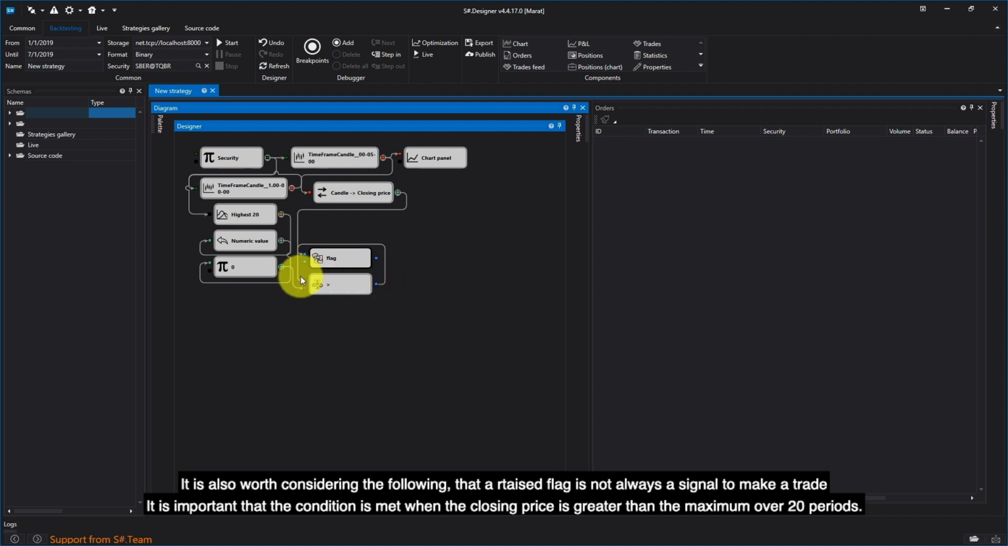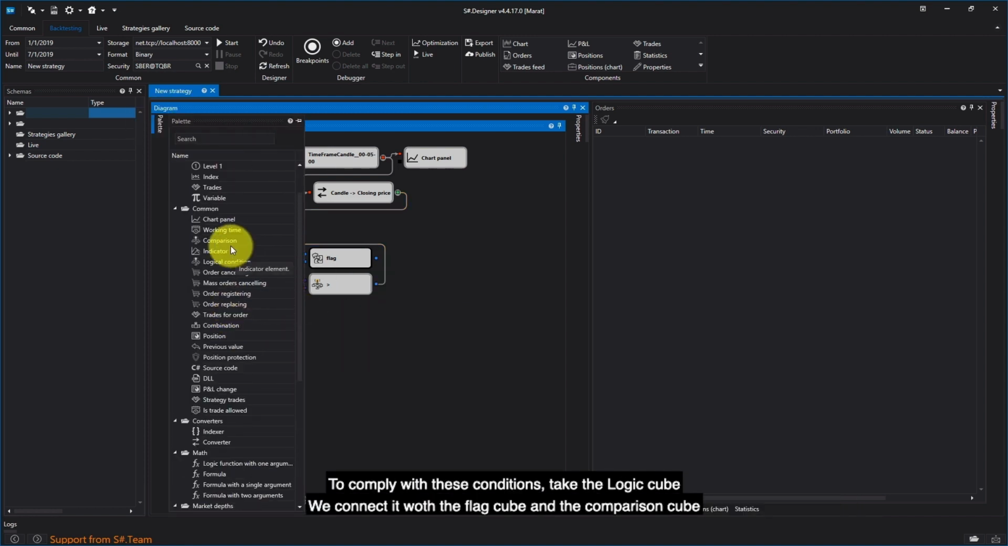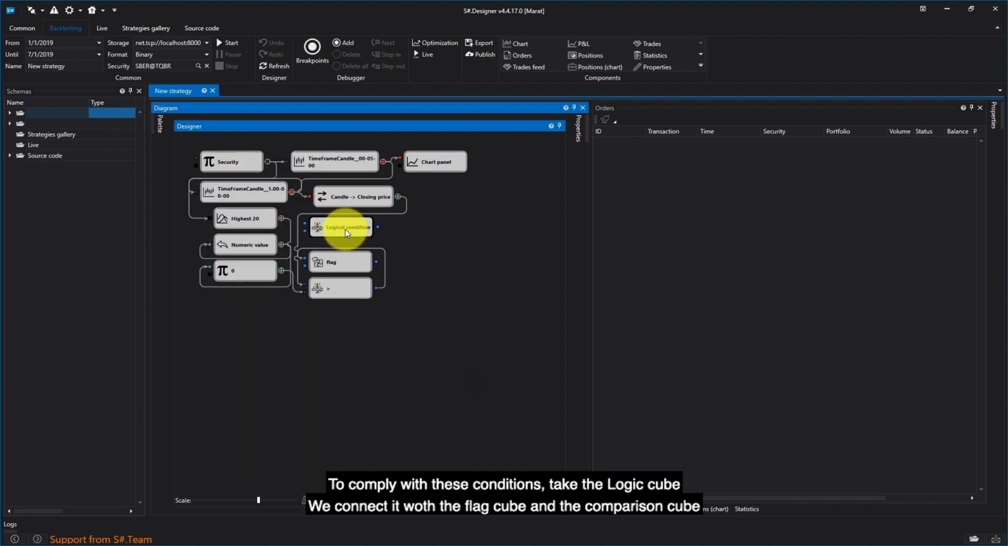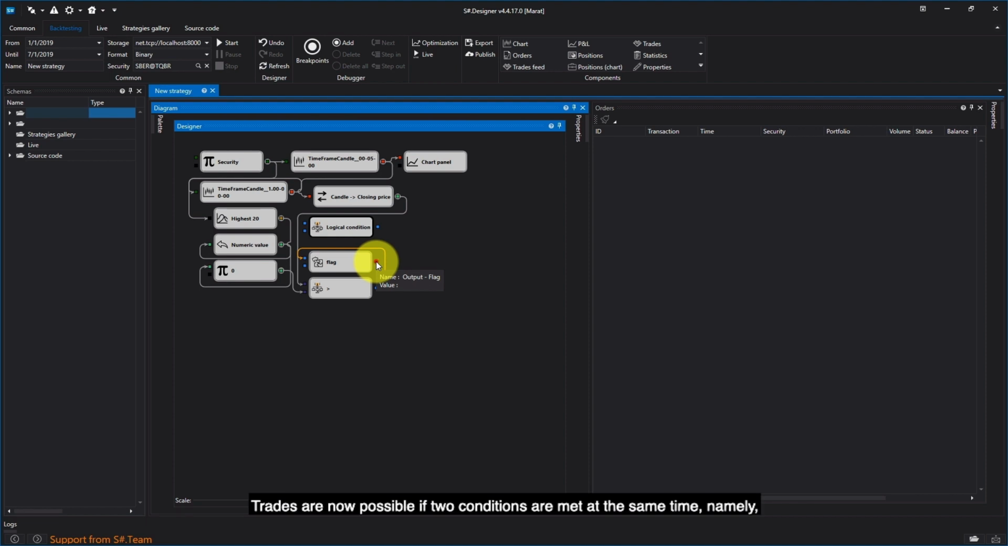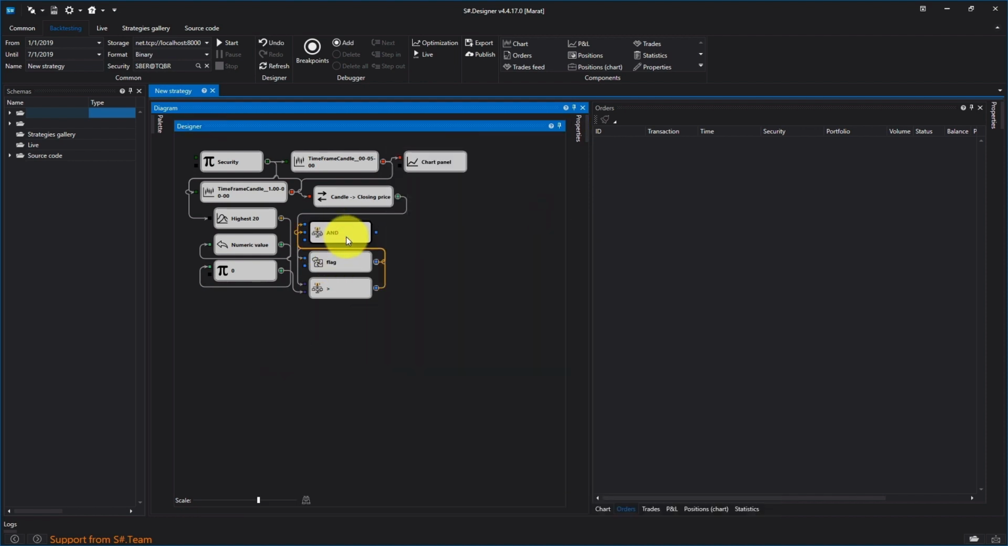It is important that the condition is met when the closing price is greater than the maximum over 20 days. If both conditions are met, then the trade will be done. To comply with these conditions, take the logic cube. We connect it with the flag cube and the comparison cube. Trades are now possible if two conditions are met at the same time, namely, the flag is raised and the closing price is more than the maximum over the 20 past periods.